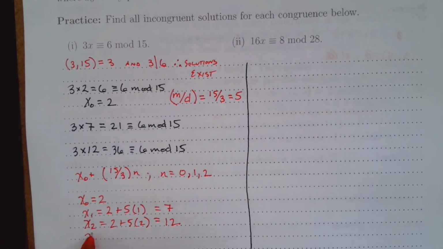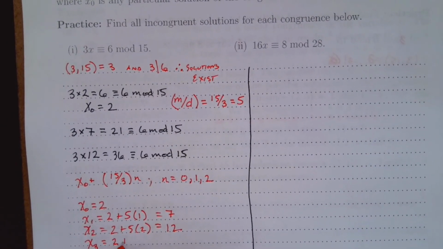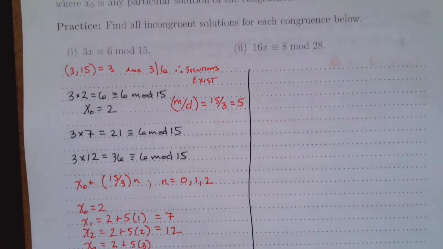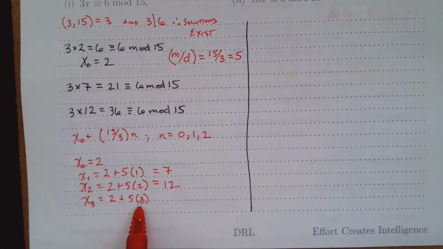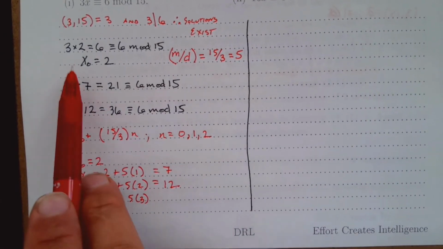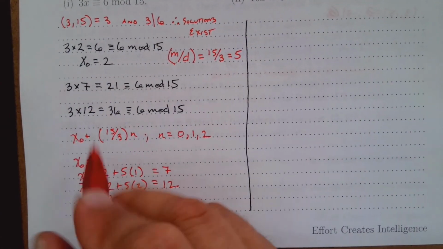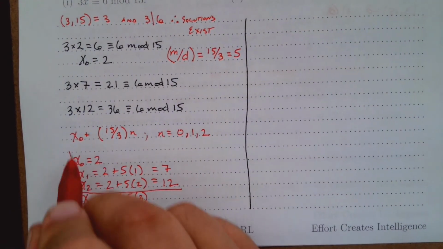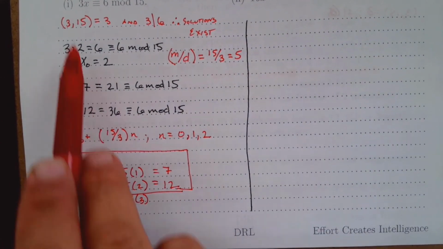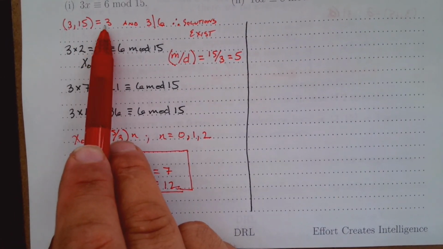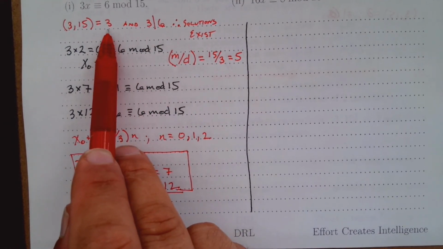If I wanted to go to x sub 3, that would be 2 plus 5 times 3, which is really just 2 plus 15, which is going to be the exact same solution as x naught equal to 2. And so our incongruent solutions are these solutions right here. Once again, how do we know we have solutions? Because the greatest common divisor divides b. And how many solutions do we have? We have 3 incongruent solutions.